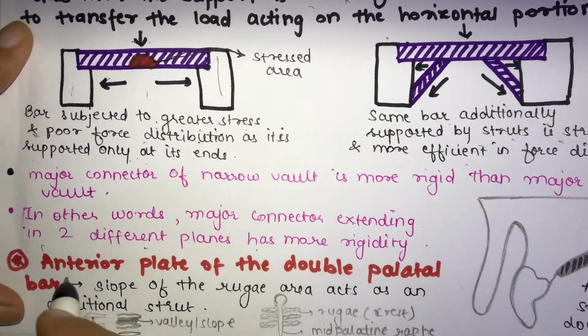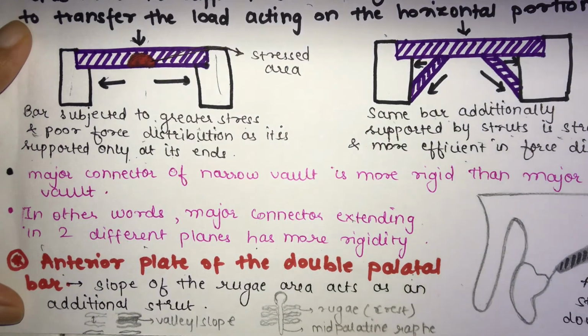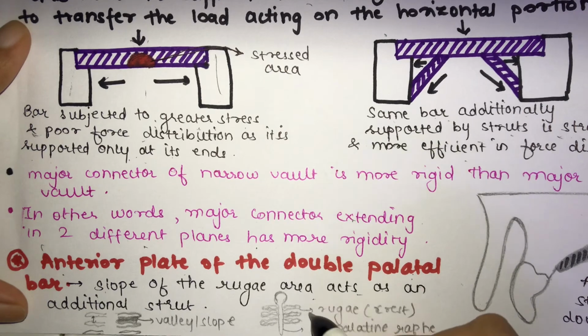So it applies in the anterior plate of a double palatal bar. A double palatal bar has two plates, anterior and posterior. So it applies on this anterior plate. The anterior plate is on the slopes of the rugae area. It acts as an additional stud. So what are these rugae? Rugae are nothing but these folds.